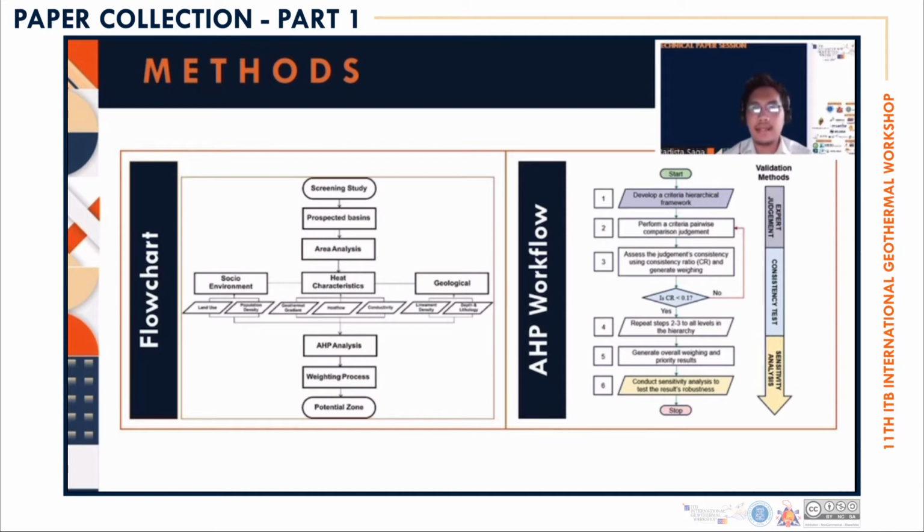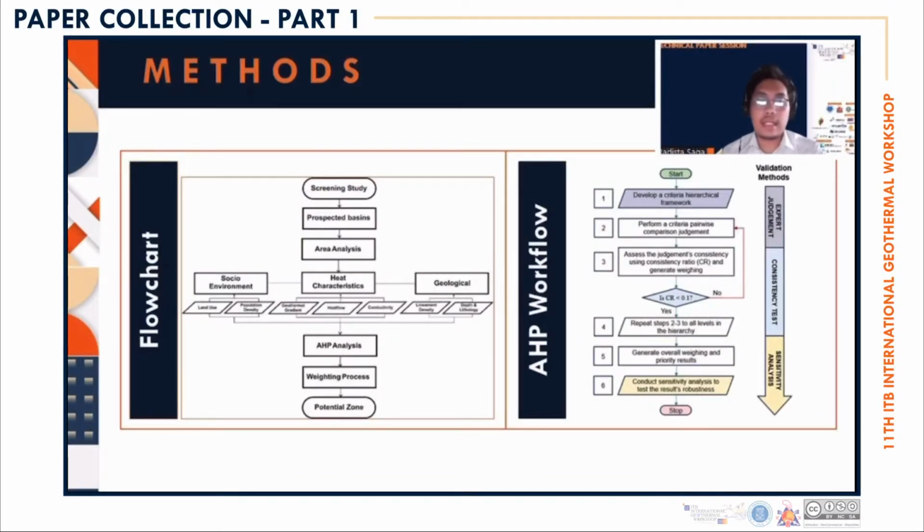Panels, in this study, we conduct a screening study first, then continue with the area analysis, resulting in the selection of a prospective basin. In this stage, we also divide into three main parameters, such as heat characteristic, geological condition, and socio-environment, with the sub-parameters as we can see on the slide.